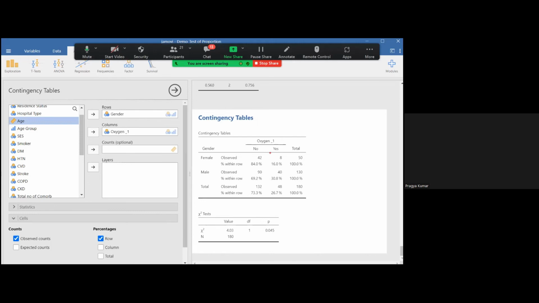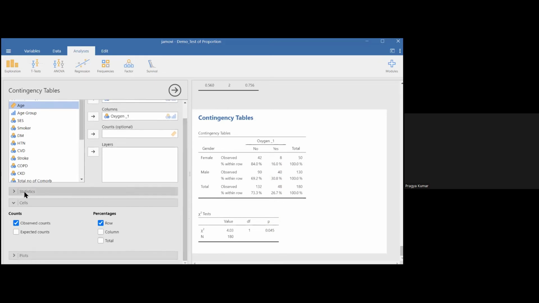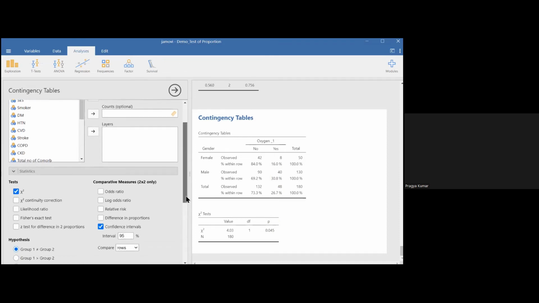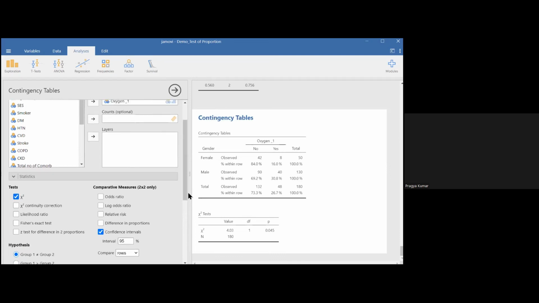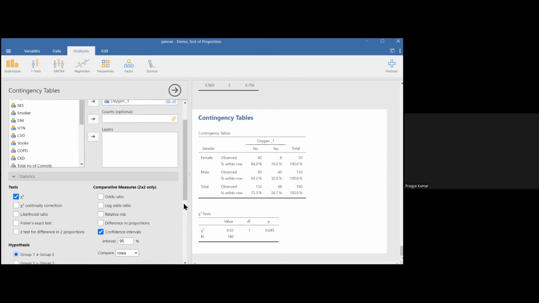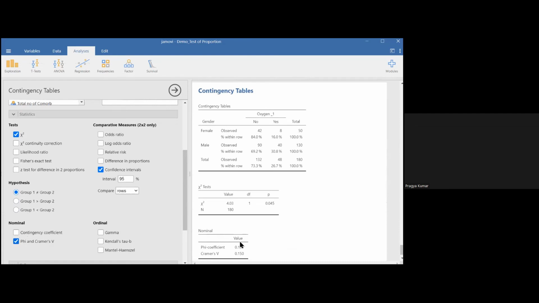So you can focus on these two values, and you can write that there was this chi-square value with degree of freedom 1, it was significant. And then you can write in this case, the phi and Cramer's V. So I think I have not clicked that. So this, I think it comes. Yes, in nominal here you can see there is a phi and Cramer's V.